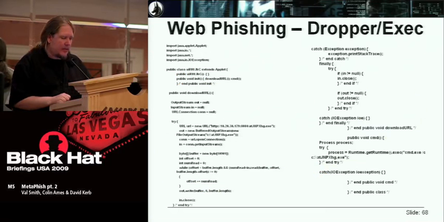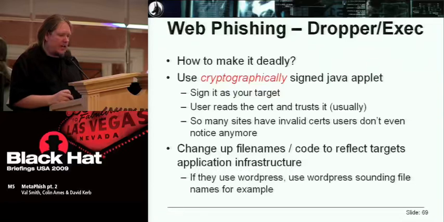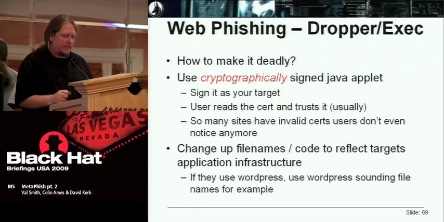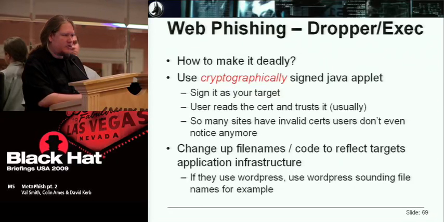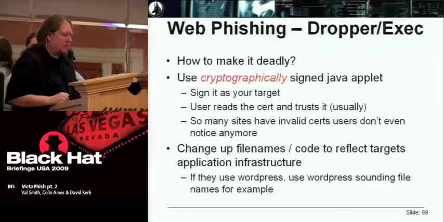So I've got an example of a really simple Java applet. Basically it goes out to a website, downloads an interpreter, and then executes it. So that's cool, but how do you make it a little more deadly so that the user's more likely to click on this and enhance the social engineering aspect of it? Well, you can cryptographically sign Java applets. And so why not sign it as your target? If your target's companya.com, sign the Java applet as company A.